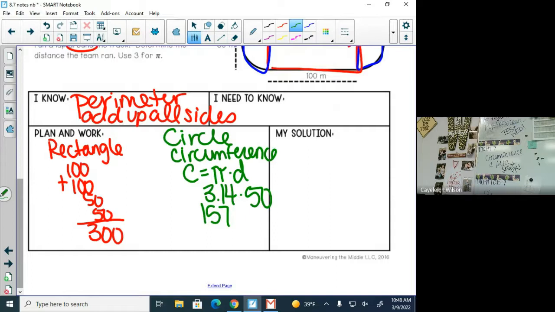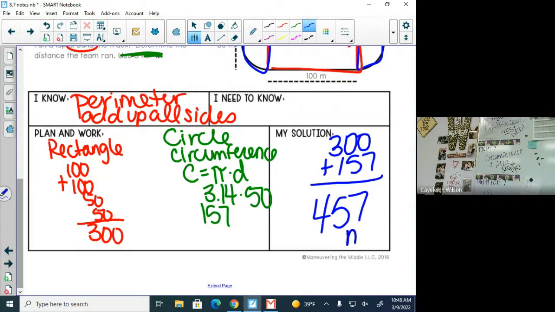It says, what does it mean by use 3 for pi? We're gonna use 3.14 for pi. All right, so my perimeter of that whole figure is 457, and that's just meters. Perimeter is not square. I'll tell you this, the one on the test asks for the area, not the perimeter.